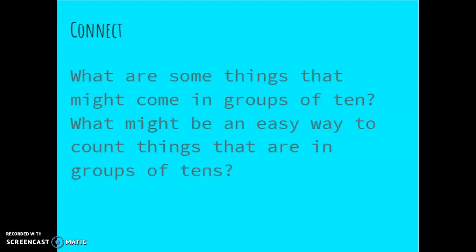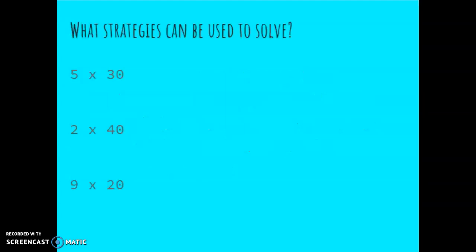We're able to do that much faster if we find strategies that help us connect that. So let's go ahead and start looking at these problems. What strategies can be used to solve them? Now, we talked about the fact that we could use strategies of multiples of 10. We could break those apart and look at them in a little different way. I'm going to show you some examples of how we could multiply here and help the process along.